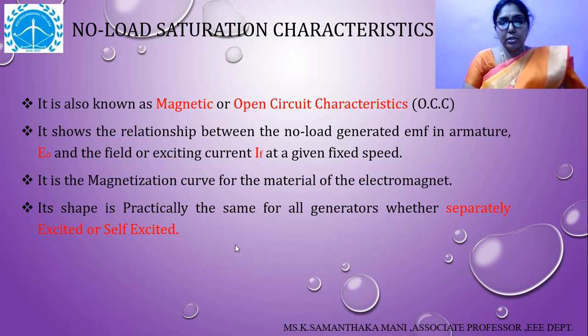In the compound generator also we have long shunt compound generators and short shunt compound generators. Irrespective of all these types of generators, its shape will be the same, because it is nothing but simply the magnetization curve for the particular generator, which is made with a particular material. So it is a characteristic of the material, and obviously it will be the same for all types of generators. That is why it is called a magnetic characteristic curve or magnetization curve.